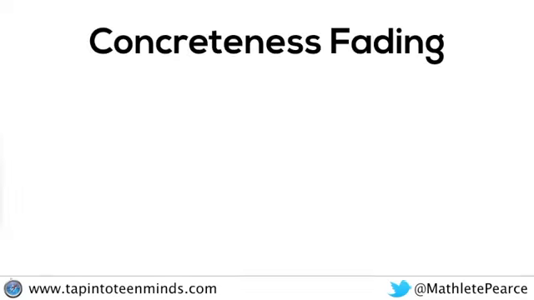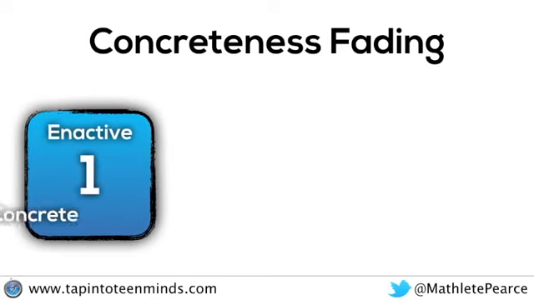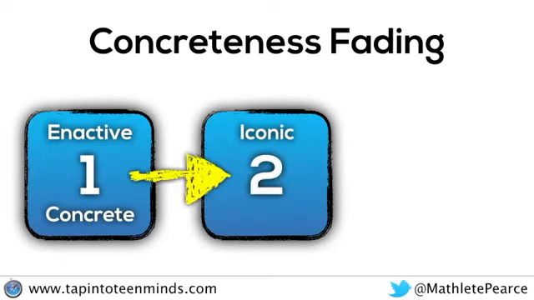In summary, I'd like to talk about concreteness fading, which is a theory suggesting that mathematical concepts are best learned in 3 stages. The enactive stage, where students use concrete manipulatives to represent the mathematical concept they're working on. Over time, after students have had enough experience physically working with the concrete manipulatives, they typically move on to the iconic stage, where they begin to often naturally draw visual representations of the concrete manipulative instead of having to physically hold and manipulate the object in their hands.